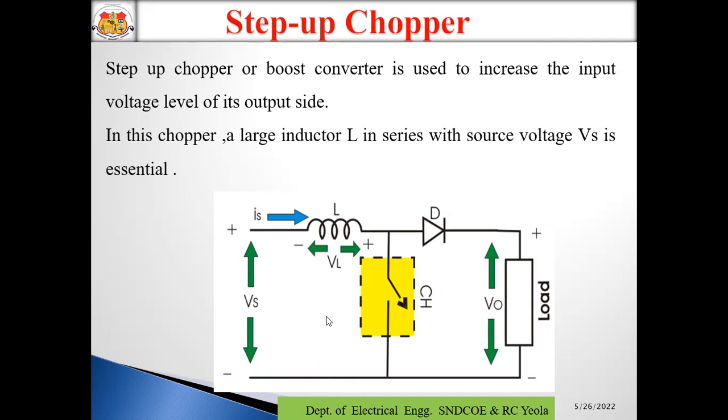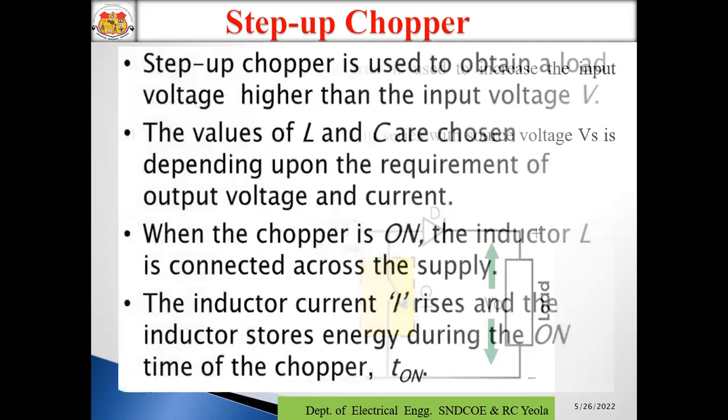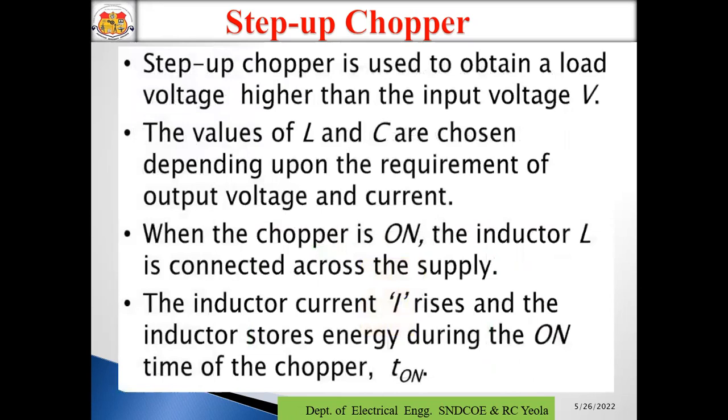According to the circuit diagram, you can see here this is the input voltage Vs, and the inductor is connected in series with the voltage Vs. This is the chopper switch, and there is a diode, and the load is connected. We get the output voltage across this load. So the step up chopper is used to obtain a load voltage higher than the input voltage Vs.